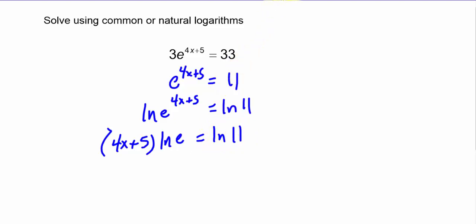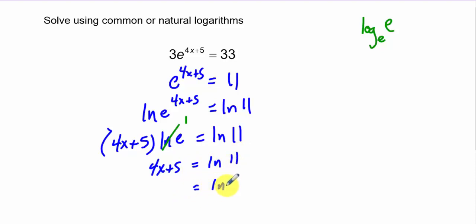I'm going to bring it over here just for a minute. If I have the natural log of e, that's the same as log base e of e. What power of e is e? This right here is just 1. So we continue with the problem, and we have 4x plus 5 equals the natural log of 11. And basically, that'll be the natural log of 11 minus 5 over 4 for my solution.